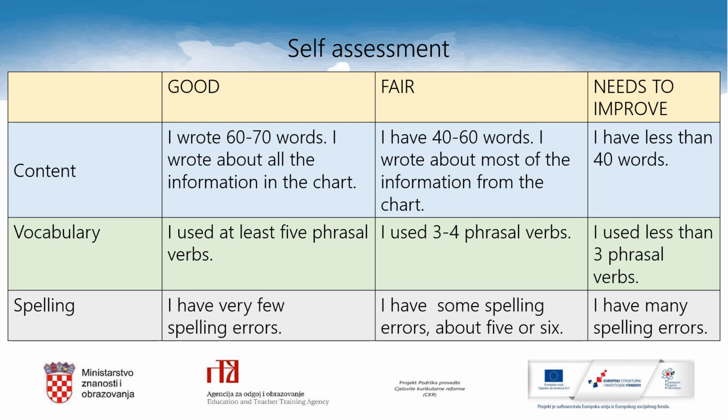Your text is fair if you can say, I have 40 to 60 words. I wrote about most of the information from the chart. I used 3 to 4 phrasal verbs. I have some spelling errors, about 5 or 6. And your writing needs to improve if you can say for yourself, I have less than 40 words. I used less than 3 phrasal verbs. I have many spelling errors.